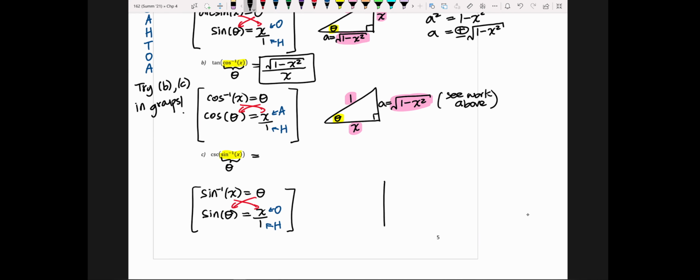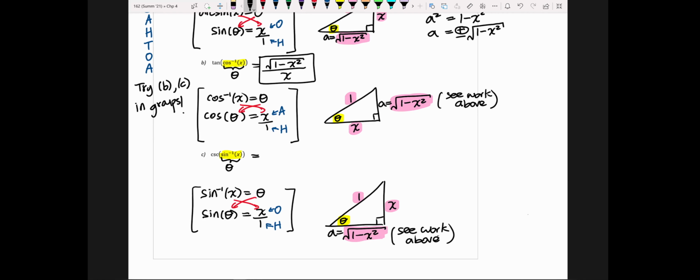Okay, so let's set up our right triangle here. In relation to theta, the ratio of opposite to hypotenuse is x to 1. We already found the missing leg here with the work above. So again, I put C work above. So to find the missing leg, simply we apply the Pythagorean theorem. Leg squared plus leg squared is equal to hypotenuse squared. Okay, so now we have all three lengths of the right triangle.